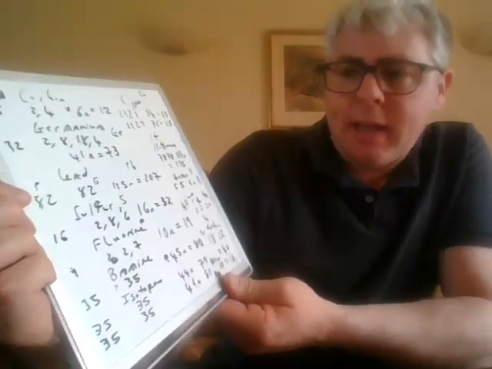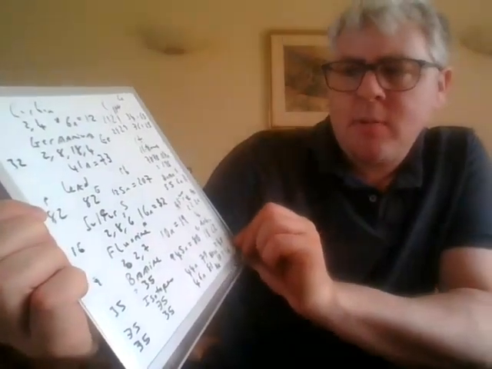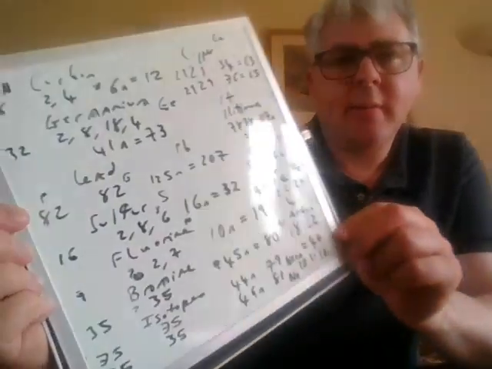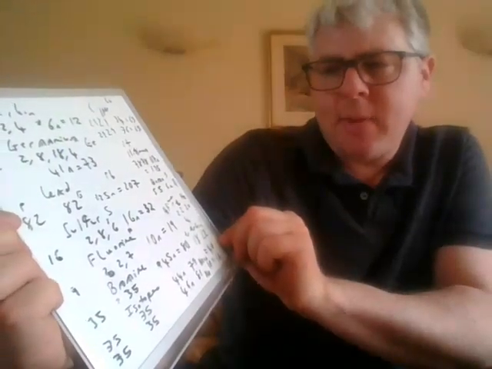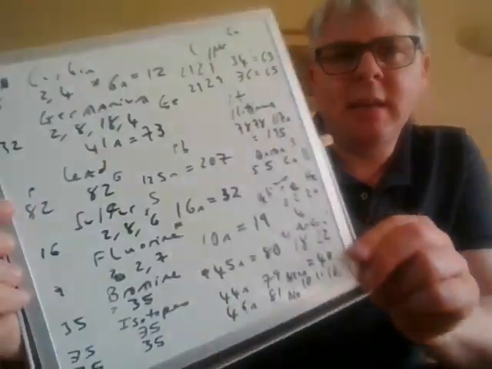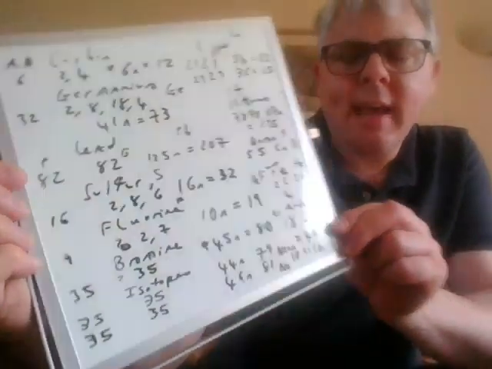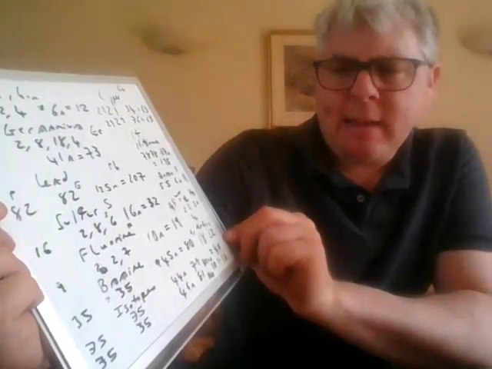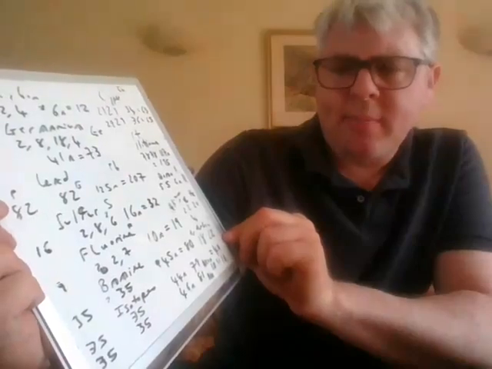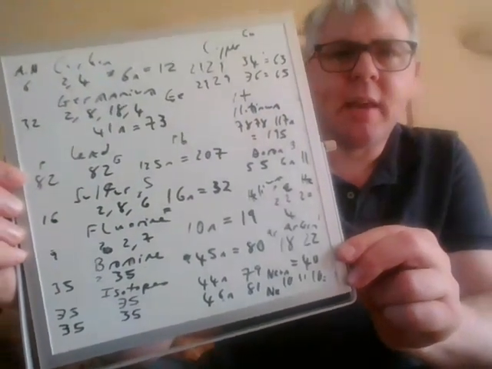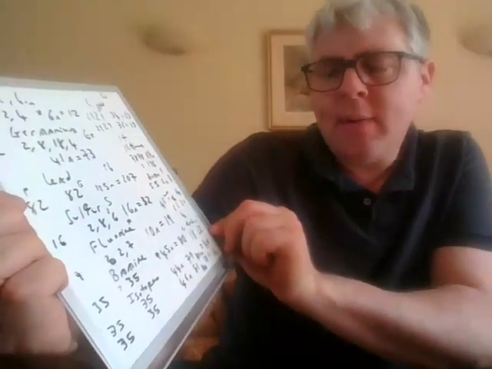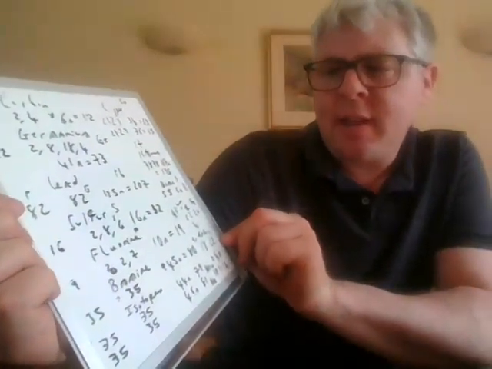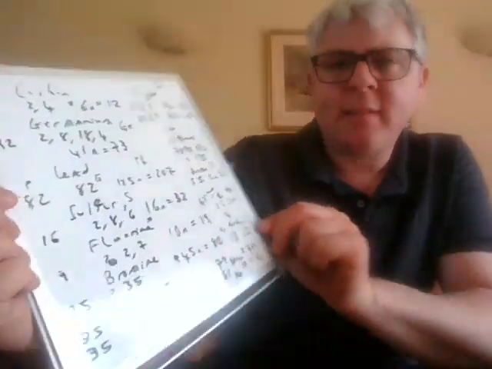Fluorine here, in a neutral atom, it's 2,7. It's got 9 electrons and 9 protons, and it's a halogen. So its second energy level has 8 electrons when it's an ion, and it has a -1 charge, like all the halogens have. But going back to the neutral atom, 9 protons and 9 electrons, 10 neutrons gives it a relative atomic mass of 19.